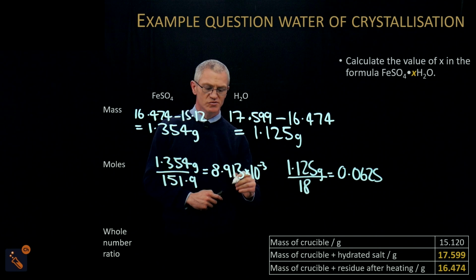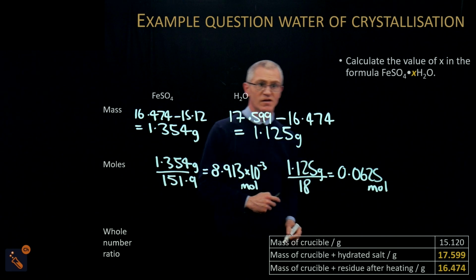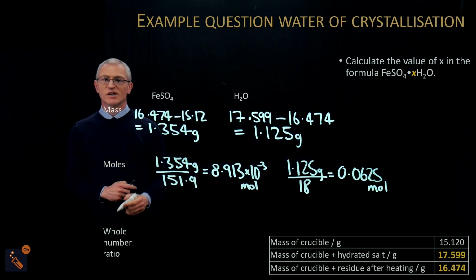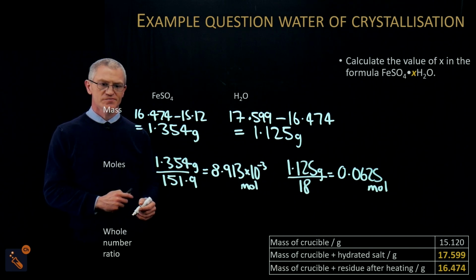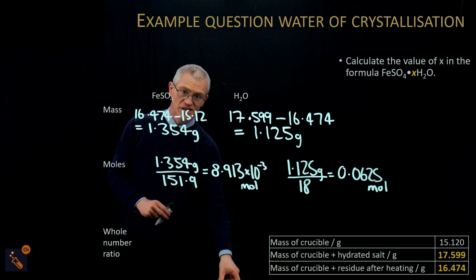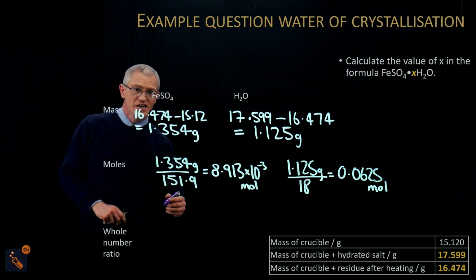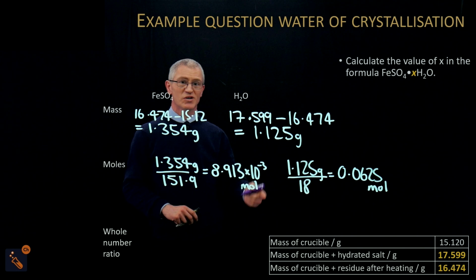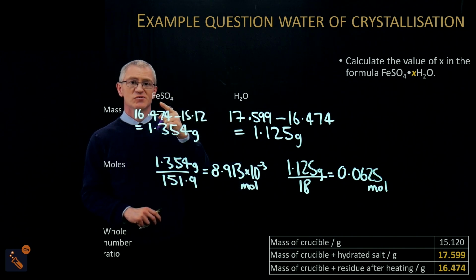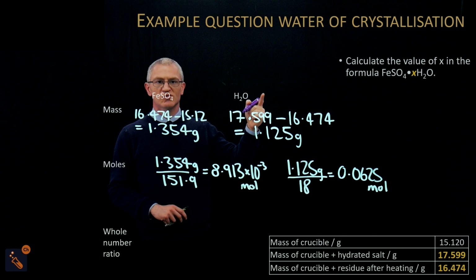So this is moles, and this is moles. We can now move from that to getting a whole number ratio. To get our final answer, we take these two numbers. We've got 8.913 times 10 to the minus 3, which is the smaller number, and we expect the FeSO4 at all times to be 1, the lowest number. So that has got to be 1, and the water will be greater than 1.